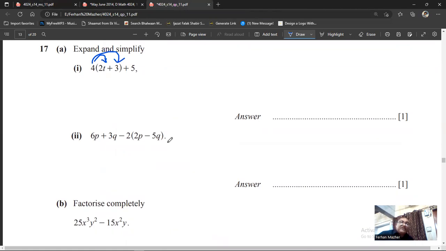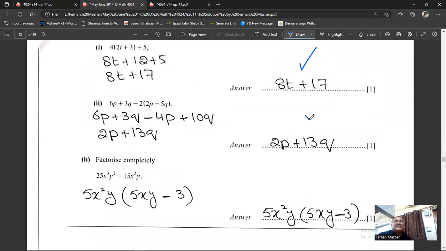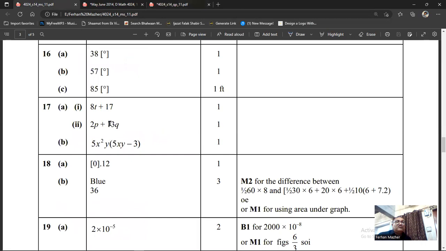Then we have question number 17, A part, and here we have to expand and simplify. So this 2 will multiply with this. Then this minus 2 will multiply with this. So you will have 6p plus 3q minus 4p plus 10q. So 6p minus 4p, that will be 2p, 3q plus 10q, that will be 13q. So you will have 2p plus 13q. Our answer is right.